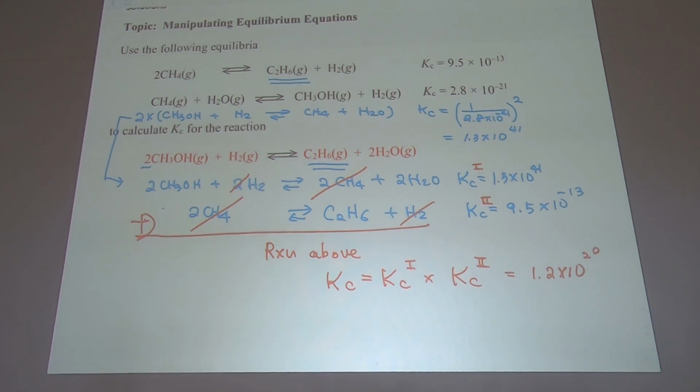This is an easy problem. I just want to give you the concept: when you switch the reactant and the product, there will be an inverse. If you add the reactions together, the equilibrium constants will be multiplied. So you can get to understand the meaning of this.